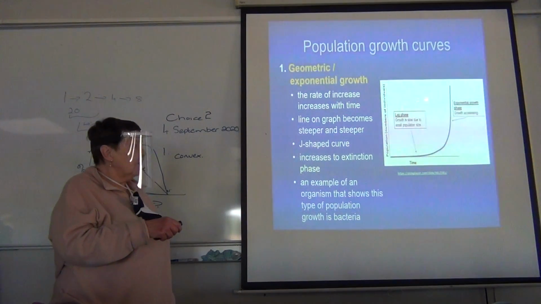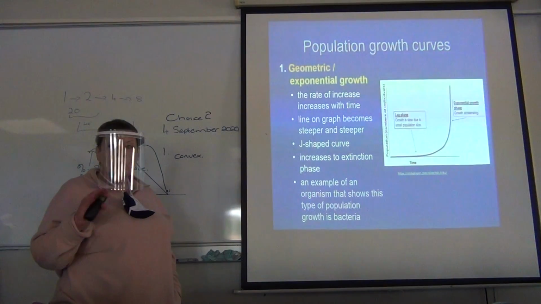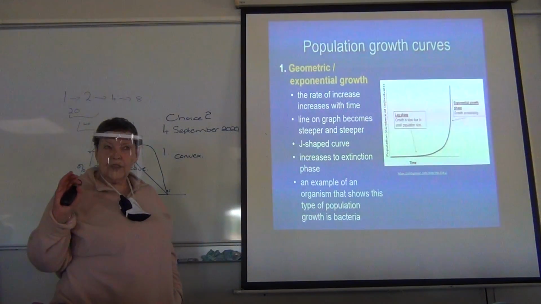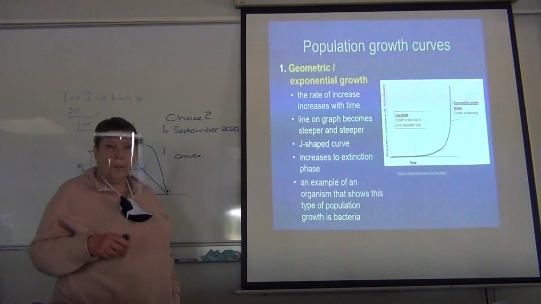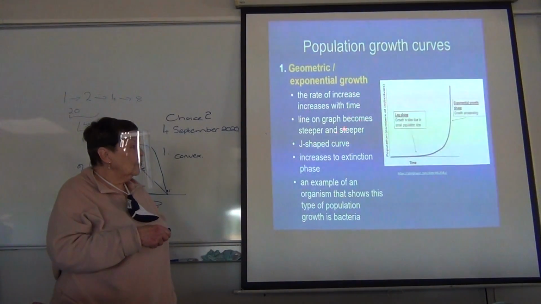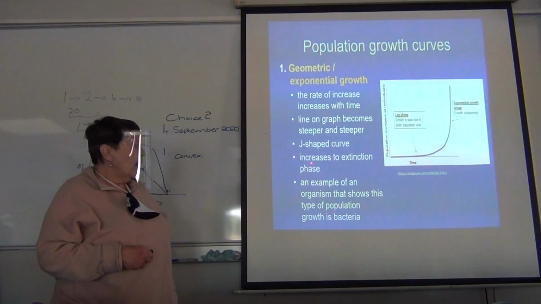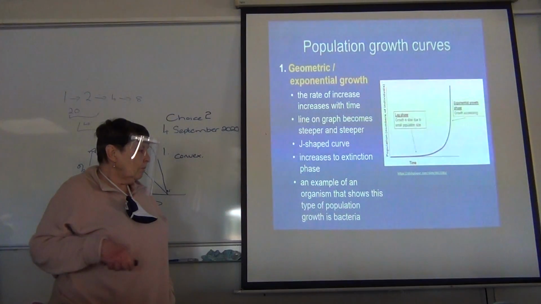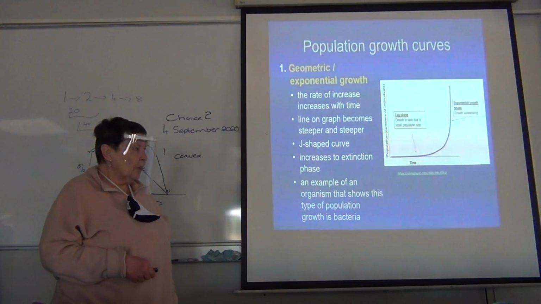It's not the name. If I give you a growth curve like this and I say, what kind of growth curve is this? You don't call it a J-shaped growth curve because you'll get a good round figure, 0. Okay? Because that's not the name of the curve. This is the name of the curve. This is the shape of the curve. Okay? And generally speaking, it'll increase to an extinction phase. So an example of an organism that shows this type of population growth is a bacterium.